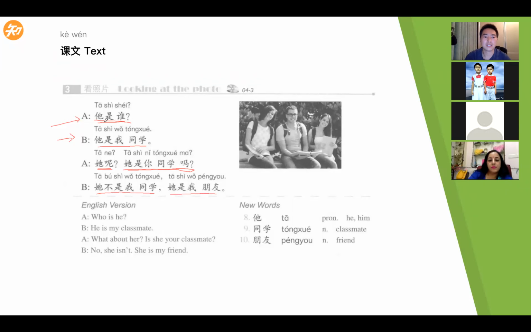Now let's take a look at this text. First one is easy, right? 他是谁？谁 we learned is who. 他 is he. So who is he? 他是我同学, and we learned this 他是, he is, right? 我 means I or me, 同学 means classmate, students.